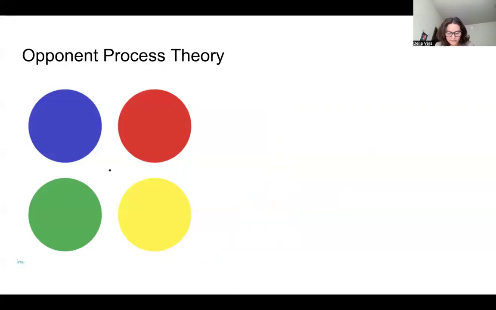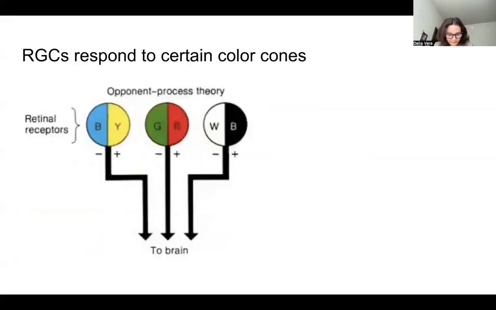Next is the opponent process theory. Opponent process theory describes how color information is processed after it is initially encoded by the cone photoreceptors. This theory explains how color is interpreted through comparative neural mechanisms within the retinal ganglion cells. The on-center retinal ganglion cells respond to a bright spot on their center and also to a dark ring on their surround. Off-center ganglion cells respond to a dark spot on the center and a bright light on the surround. This creates contrast and high acuity vision.